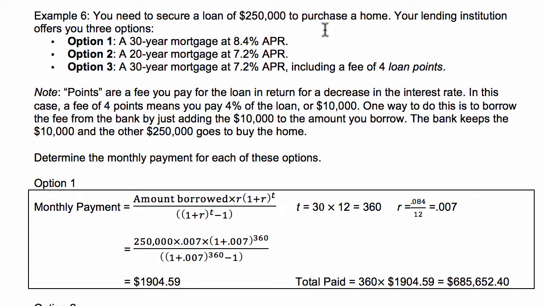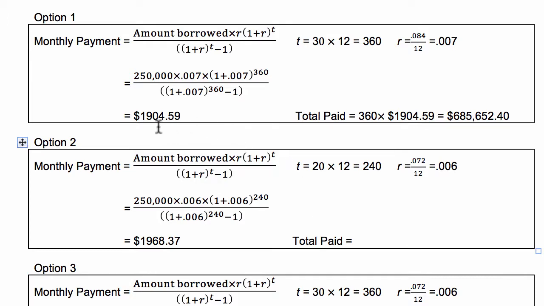Let's look at option 2. Once again, we will use the monthly payment formula found at the beginning of the section. As before, the amount borrowed is $250,000, but this time the term of the loan is 20 years or 240 months. So we will substitute 240 in for T. Often, getting a shorter mortgage results in a lower interest rate.